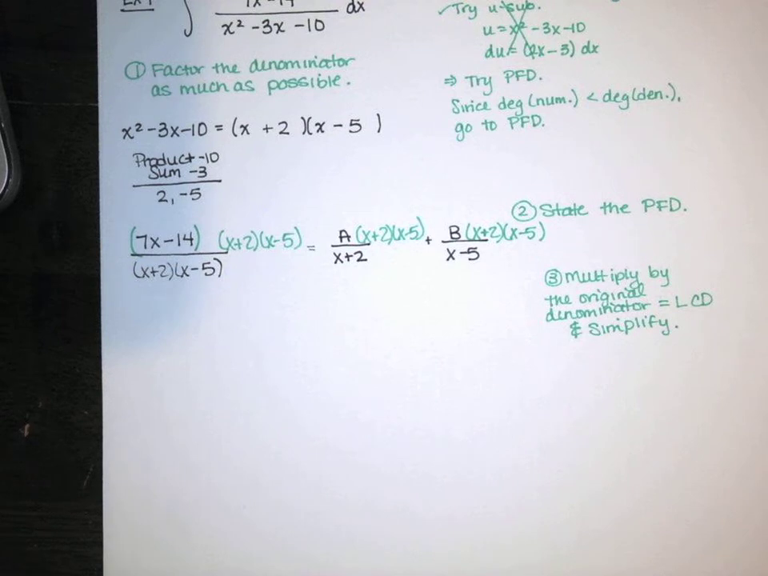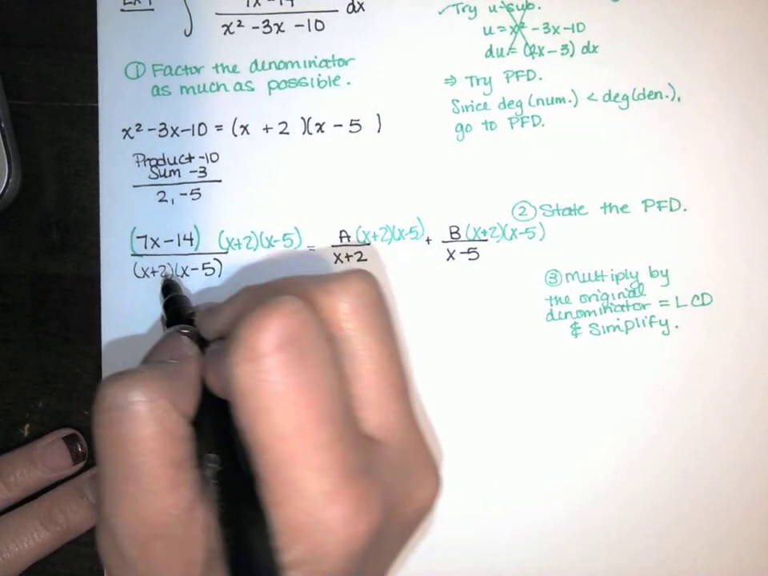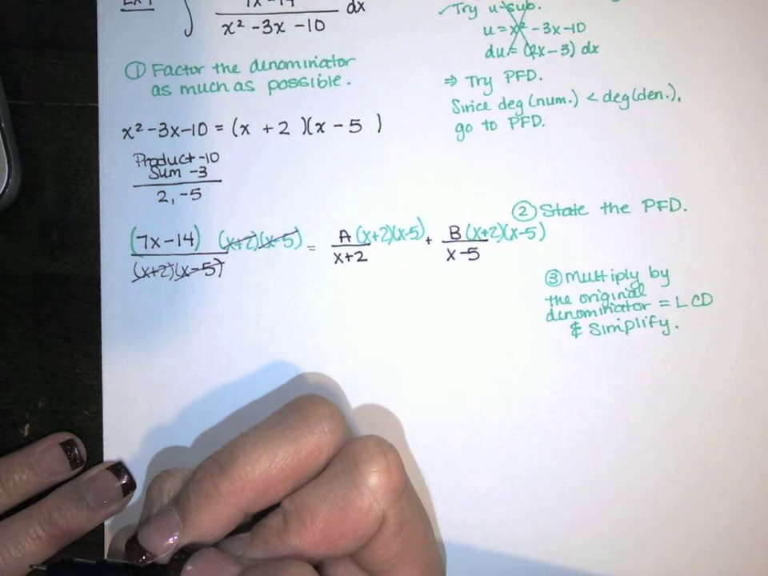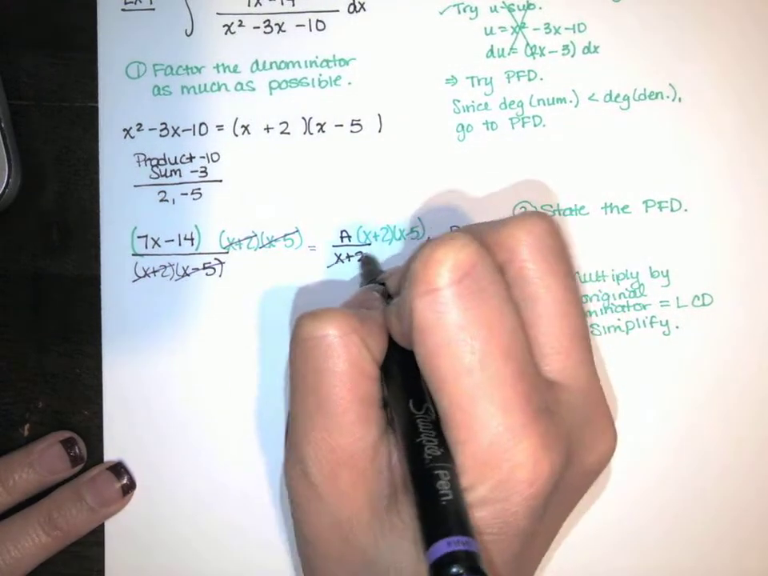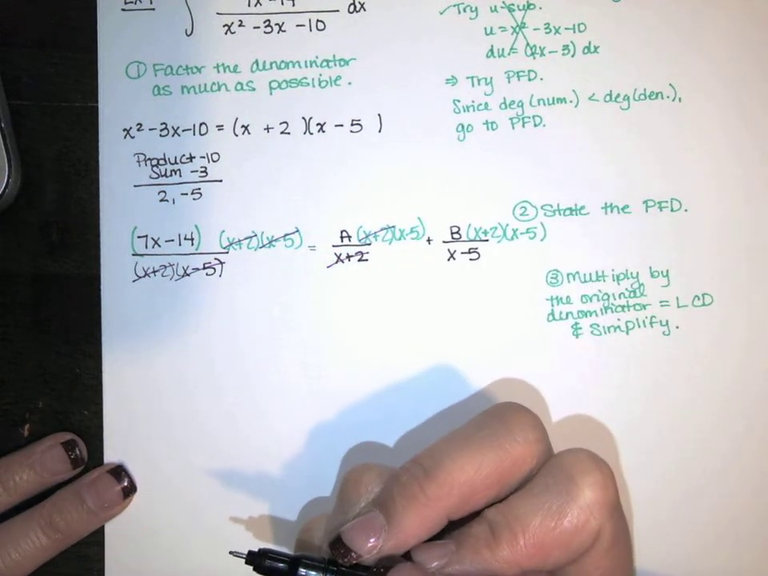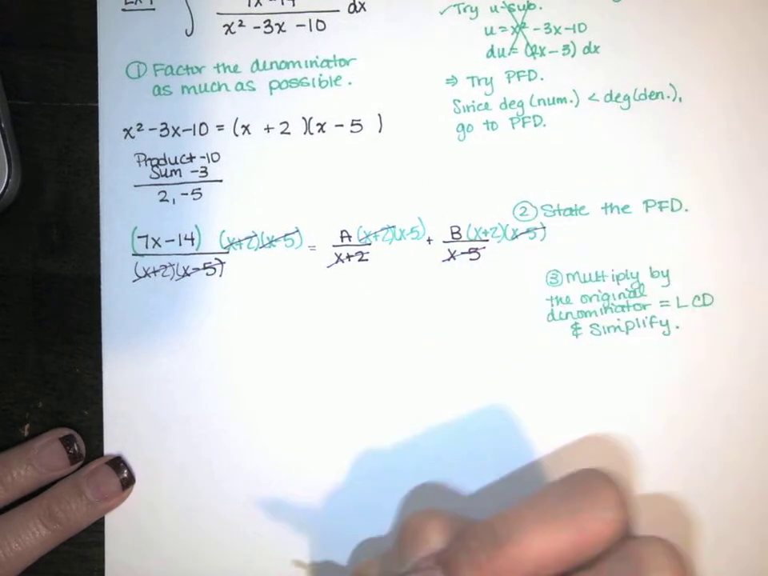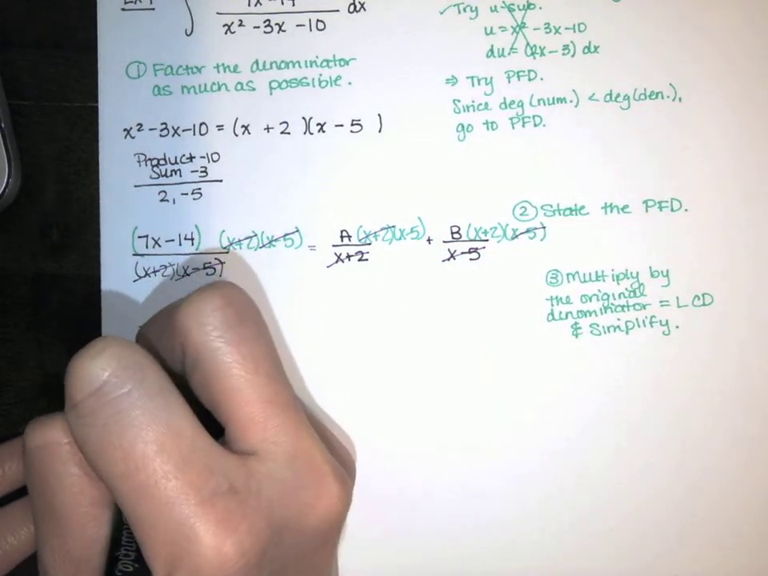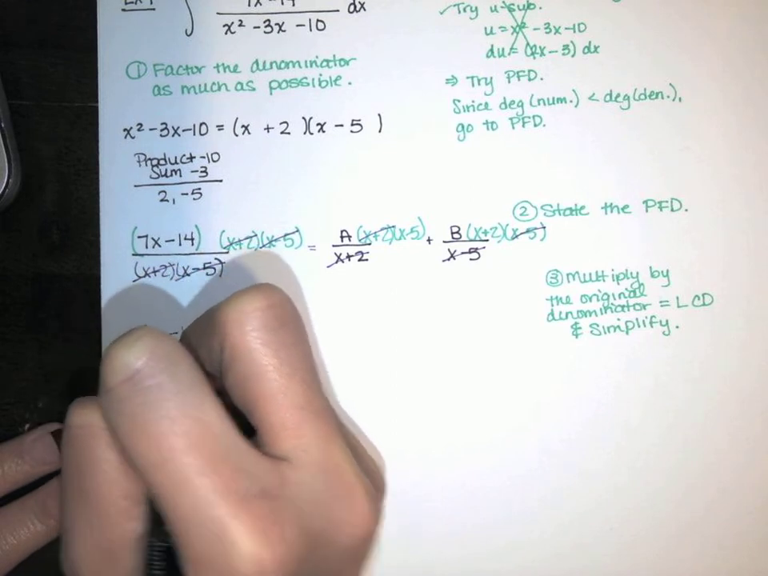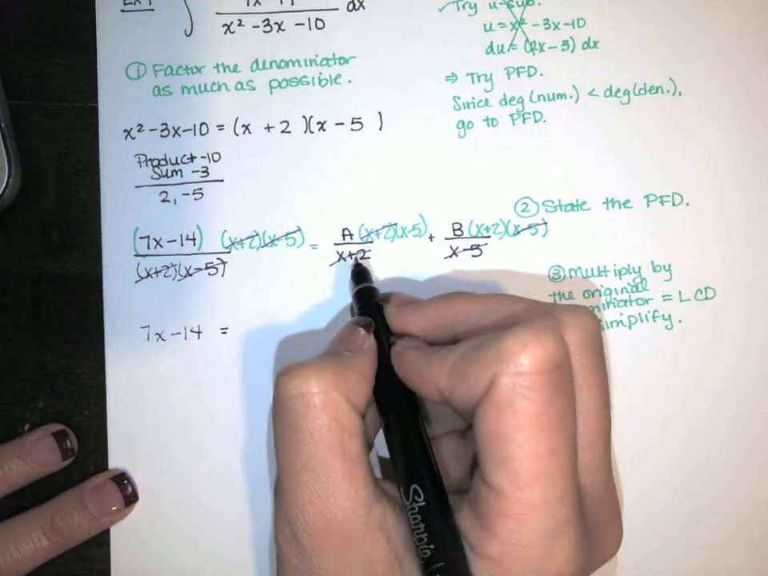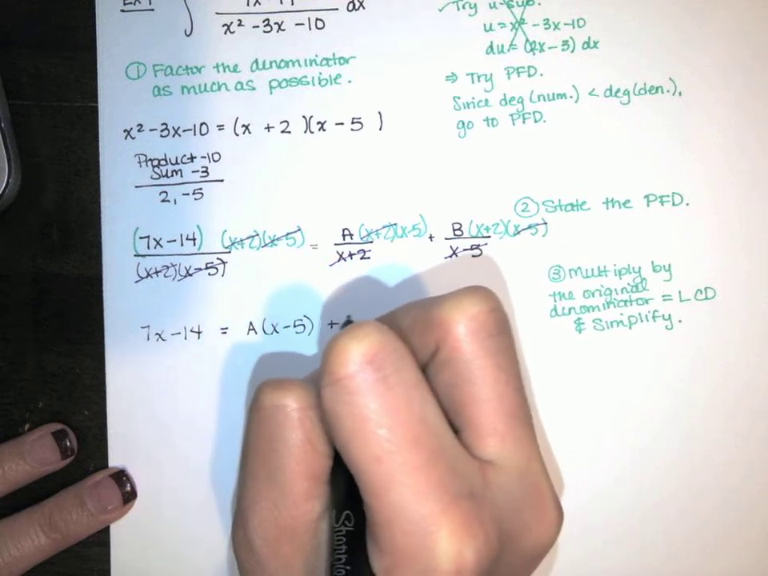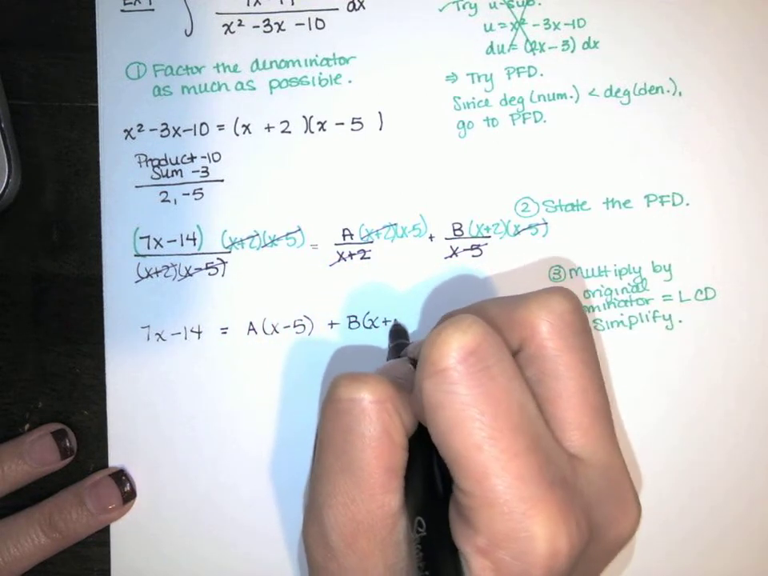Now if I've chosen the correct LCD, all of my denominators should be gone. X plus 2 divided by itself is 1, and x minus 5 divided by itself is 1. So those guys are gone. And x plus 2 divided by itself is 1, so those guys are gone. And then the x minus 5s are gone. So after simplification, we end up with our original numerator, 7x minus 14, is equal to a times x minus 5 plus b times x plus 2.